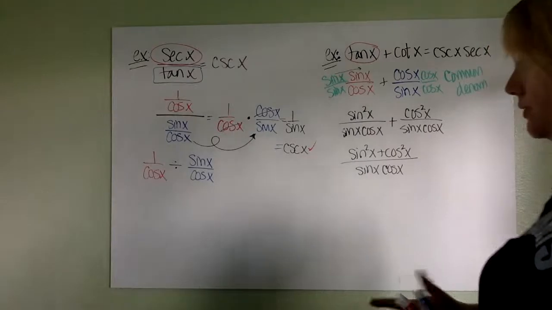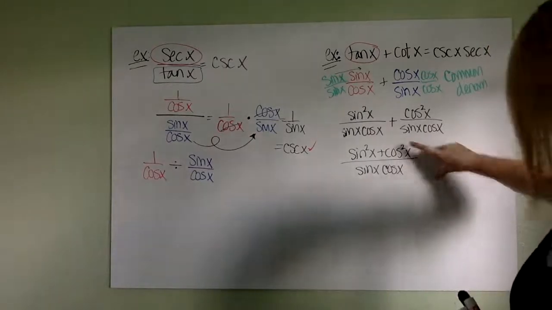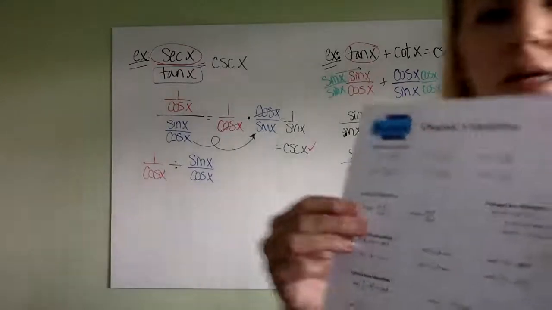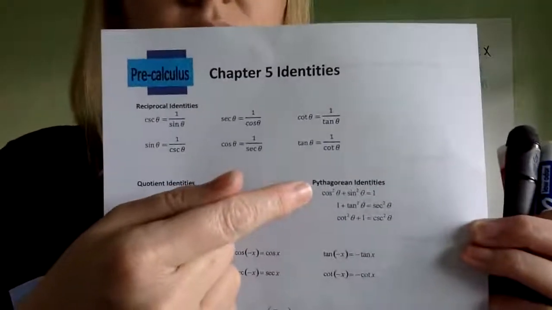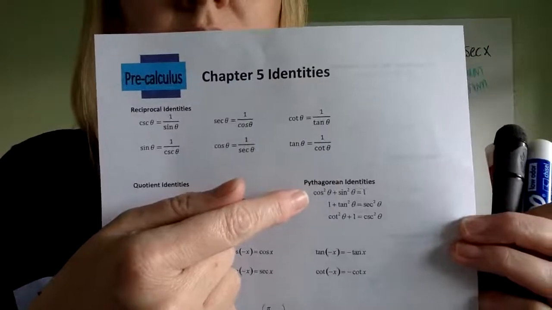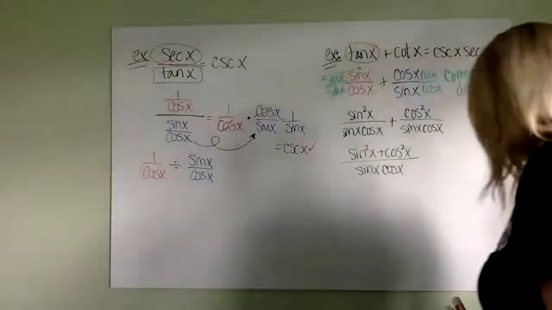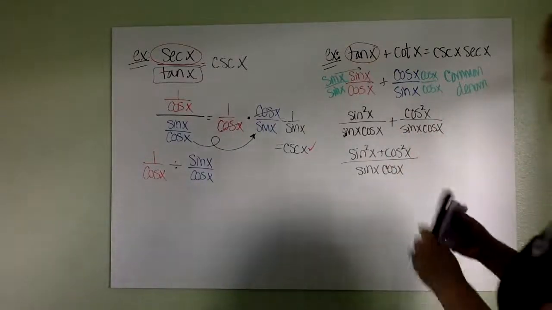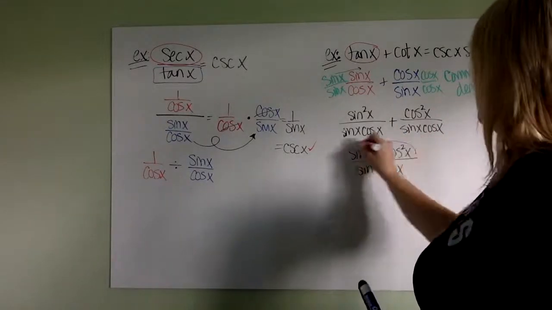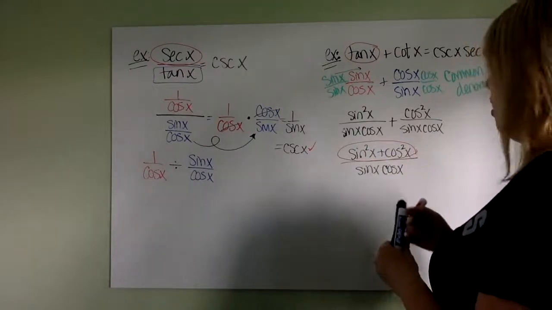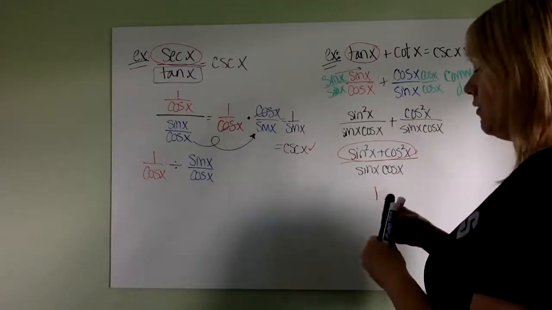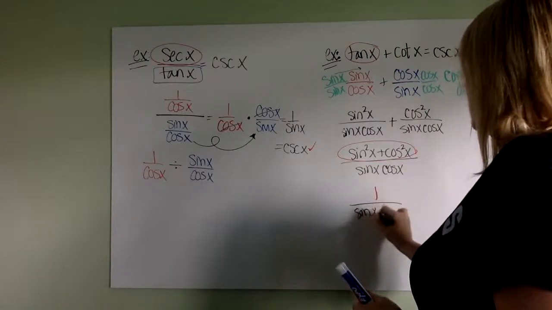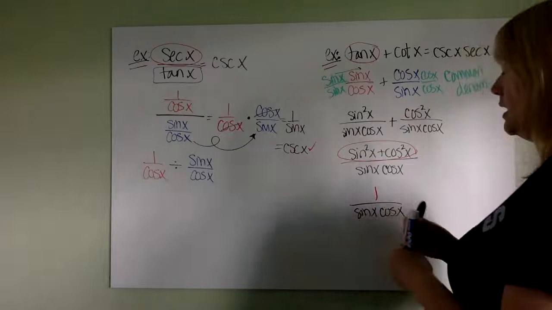So what do we do instead? The little squaring tells me I should look at my Pythagorean identity. Now, if you look at the Pythagorean identity for cosine and sine, it says cosine squared plus sine squared equals 1. It's okay to replace this with a 1 even though it's backwards, right? Because sine squared plus cosine squared and cosine squared plus sine squared are the same thing. So I have 1 over sine cosine.